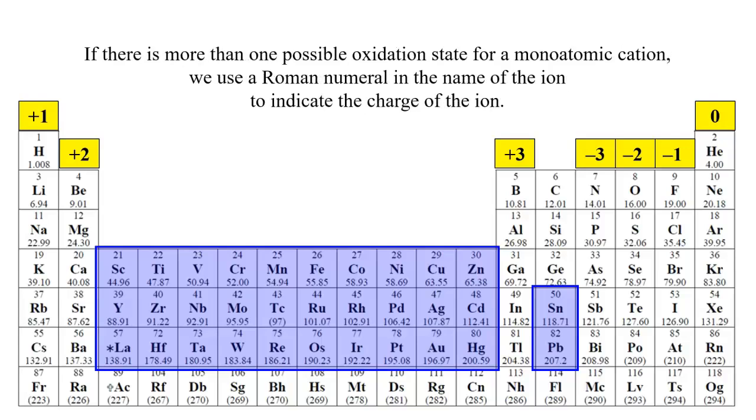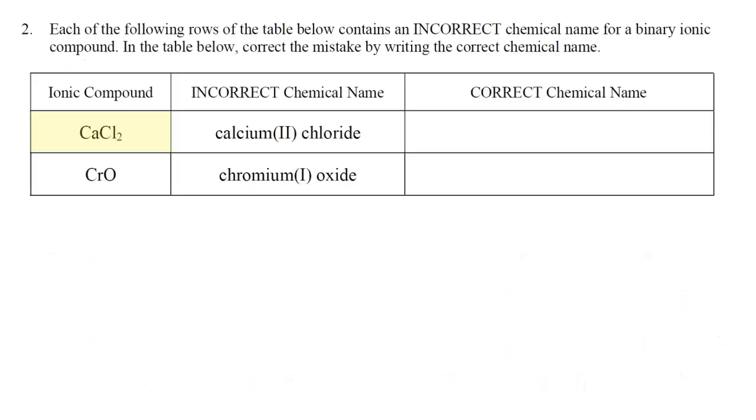And so what we do when there is more than one possible oxidation state for a monoatomic cation is that we use a Roman numeral in the name of the ion to indicate the charge of the ion. So I just wanted to mention that information so we can decide, is it appropriate to use a Roman numeral for a particular ion? And then what exactly is that correct Roman numeral? It's going to be the charge on that positive ion or that cation.